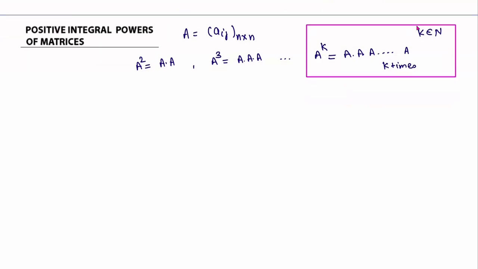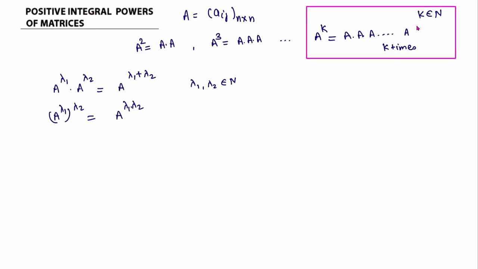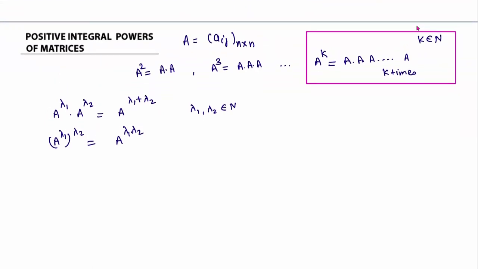Similarly, A power lambda 1 into A power lambda 2, we can write as A power lambda 1 plus lambda 2, or not? Yes, sir. Lambda 1, lambda 2 are natural numbers. Similarly, if I write A power lambda 1 whole power lambda 2, that is A power lambda 1 into lambda 2. And lambda 1, lambda 2 are natural numbers. This one okay or not?